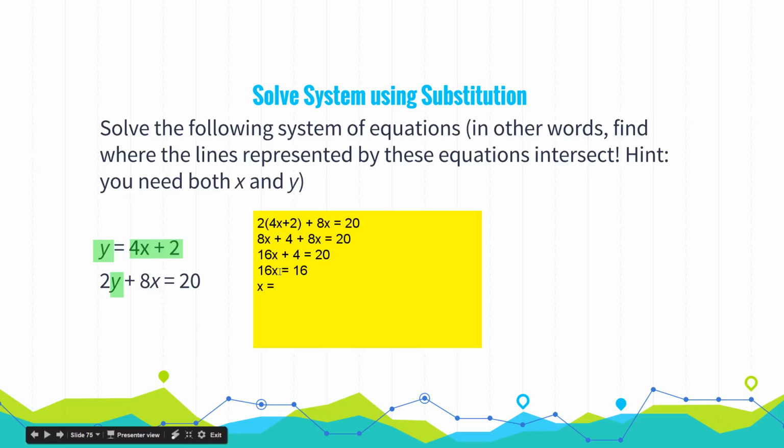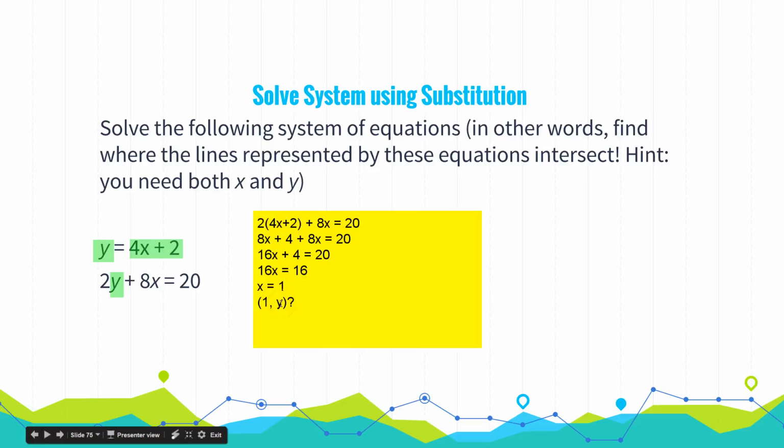Well, 16 divided by 16 is 1. So we have figured out what our x value is. But remember, when we are solving a system of equations, we need a point, which means we need an x value and a y value. So right now, this is all we know. We have no idea what our y value is.